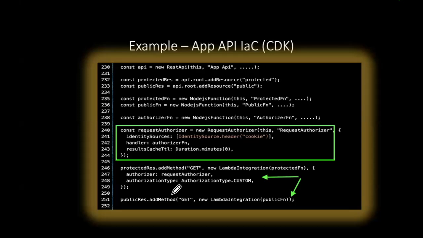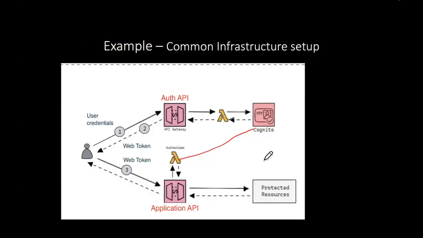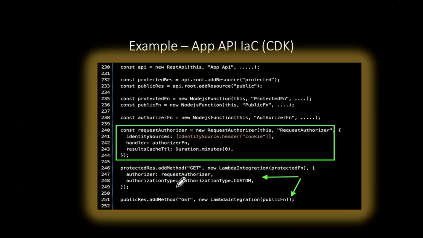From a CDK point of view, how do we create all of this? Well, we know how to create a gateway. We know how to create lambdas. This is just another lambda, but because it has a specific role, we need to tell the gateway that this is the lambda that you should use as an authorizer.